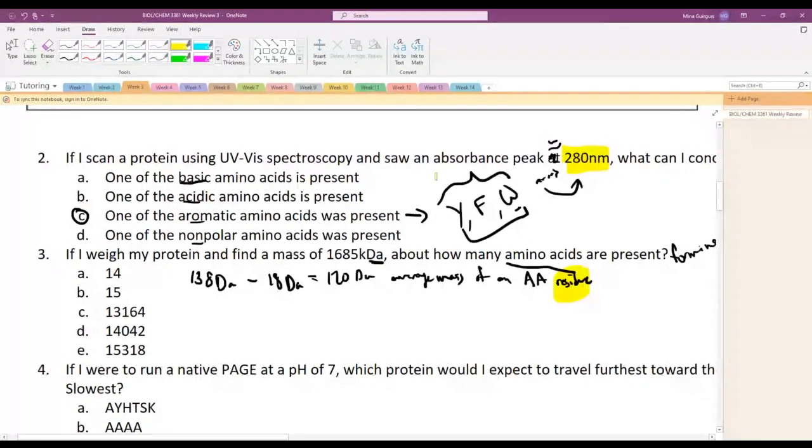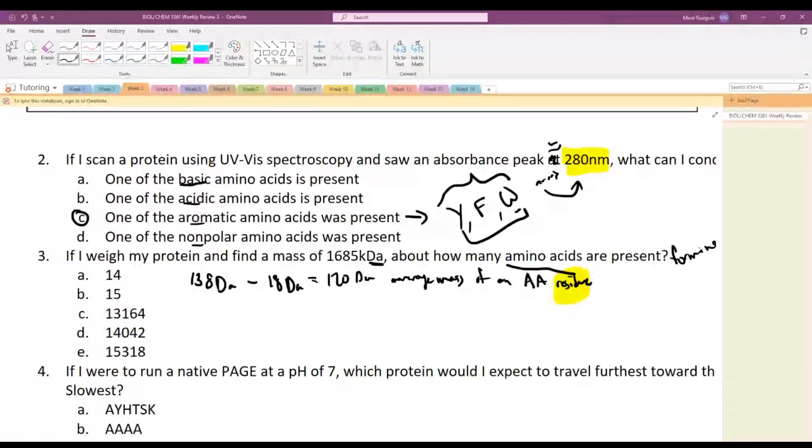When you hear amino acid residue, you know it's in a protein. When they say an amino acid on its own, it may not be in a protein, it may be in a protein, we're not really sure. But a residue is always in a protein, okay?